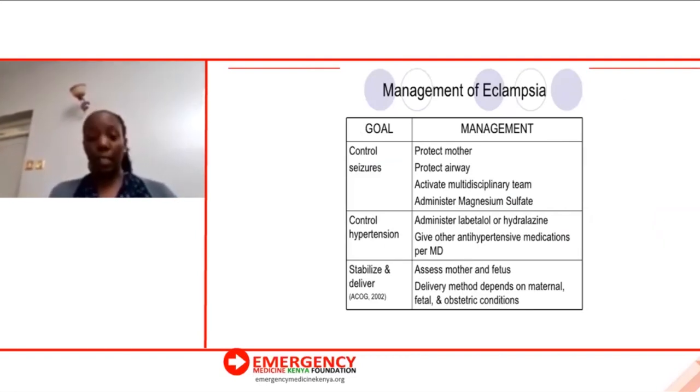Labetalol has just been seen to have less adverse effects than hydralazine, but it really depends on what is available in your facility. And then once she is stabilized, you can decide on delivery, because for that one, definitely management is delivery. And it would always be helpful to do delivery in a place that has access to a critical care unit where you can admit the mother afterwards.